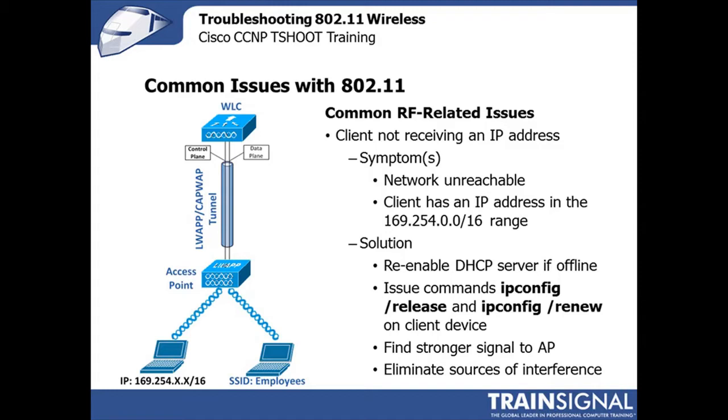You might need to find a stronger signal to an access point because this can happen when your signal isn't particularly strong, or you might have to eliminate sources of interference that are keeping the client from being able to get a decent connection.